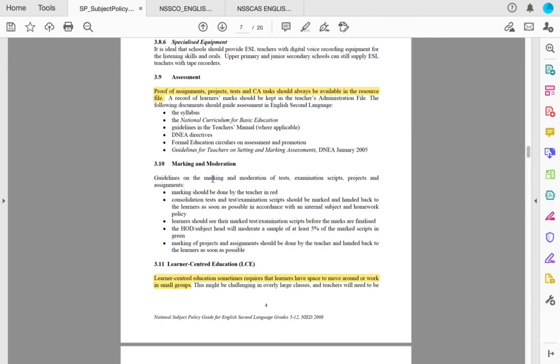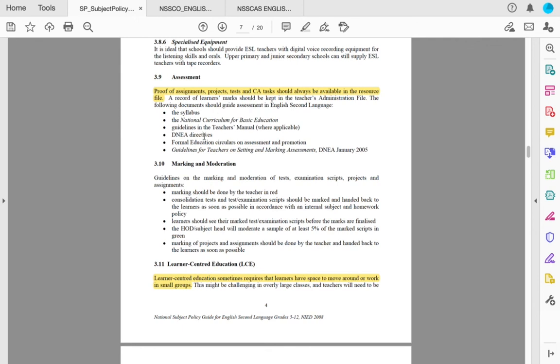And then we have got now the assessment: assignment, project, test, and CA. They are guided by these documents: the Syllabus, National Curriculum for Basic Education, Guidelines for Teacher Manual, if it's applicable, DNE Directives, Formal Education, Circular on Assessment and Promotion, Guidelines for teachers on setting and marking assessment by DNE.